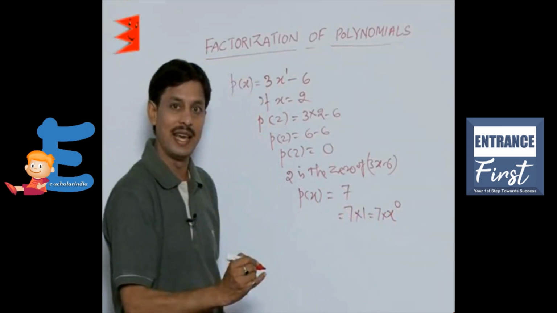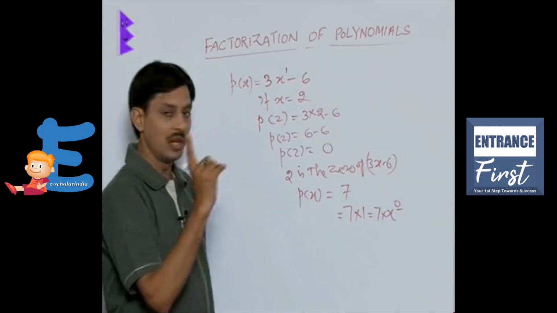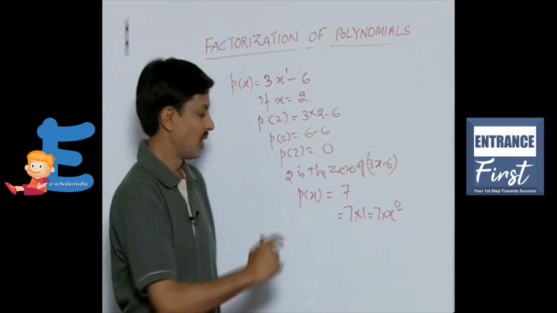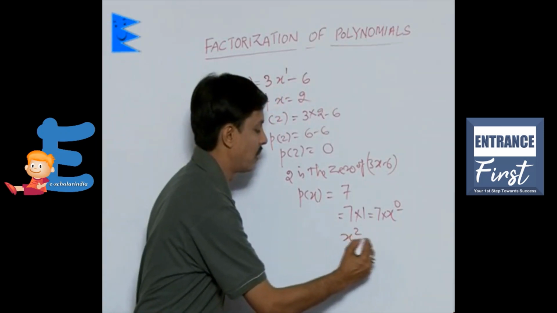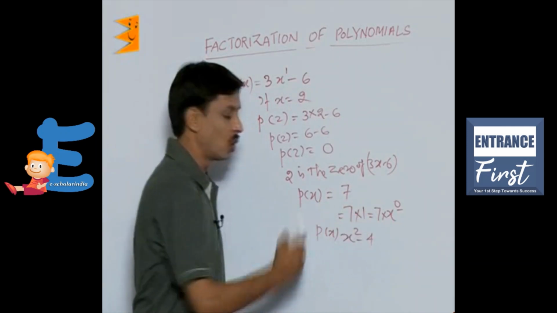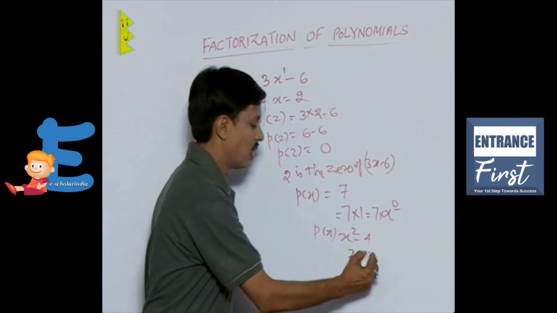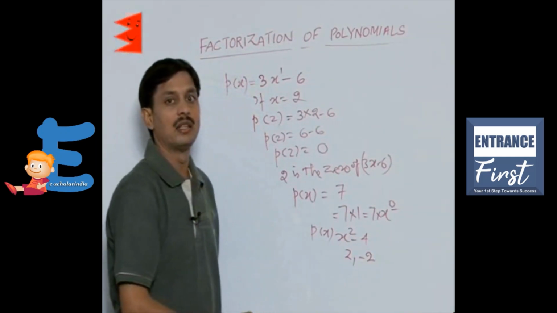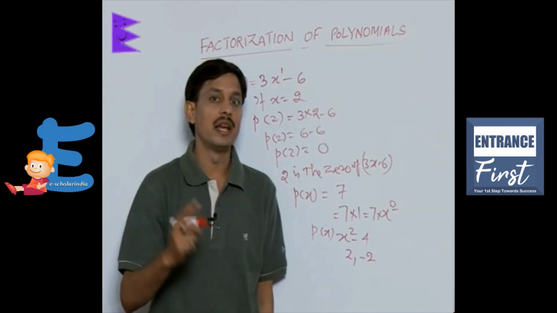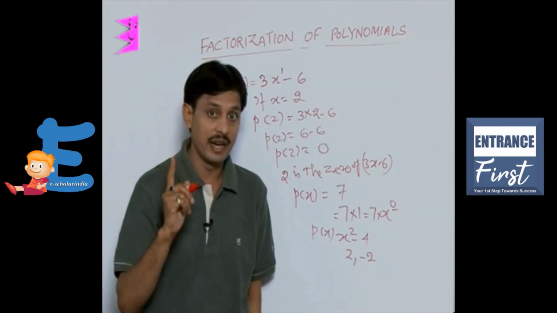So we can say that it does not have any zero. If a linear polynomial, like the example discussed with you, it has 1 zero. If I take x square minus 4, another polynomial, its degree is 2, it's a quadratic polynomial, it has 2 zeros. One of the zeros is 2, another zero is minus 2. If there is a cubic polynomial, it has 3 zeros. If it is a biquadratic polynomial, it has 4 zeros.